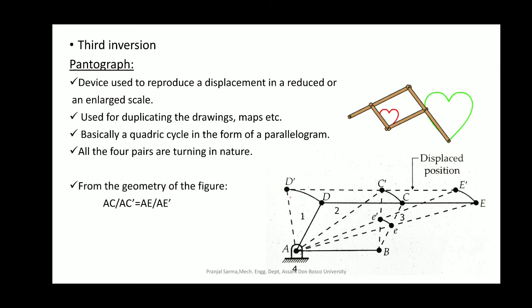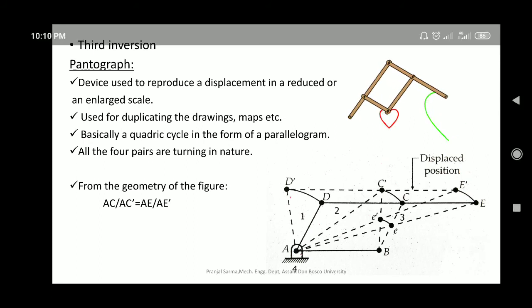That means we can obtain the motion in reduced manner, and we can get this motion in enlarged manner also. So it is used generally for duplicating different drawings, maps, etc., based on whatever is the ratio at which you want to do the enlargement or reduction. So it basically is a kind of quadric cycle chain in the form of a parallelogram.